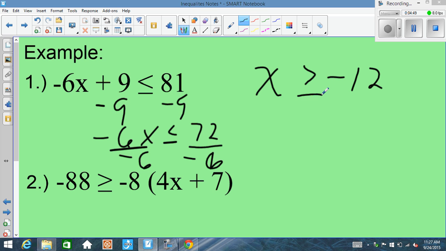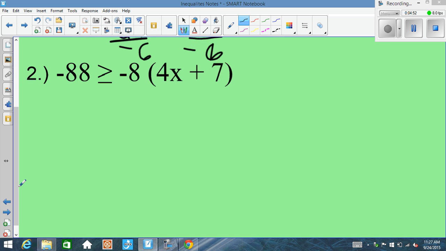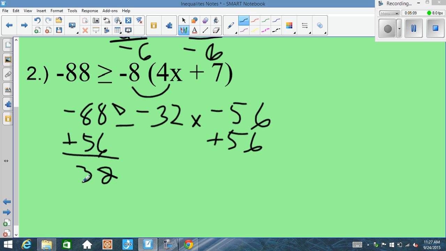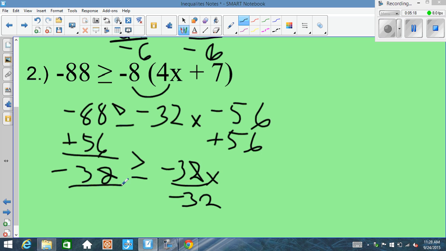And example number 2, we would distribute, and this times this is negative 32x minus 56 greater than or equal to negative 88. So we would add 56, add 56. We would get negative 32 is greater than or equal to negative 32x. Divide by negative 32. Divide by negative 32. And so those would cancel, and that would be 1. And that'd be x. And we would have to flip the inequality for this here.